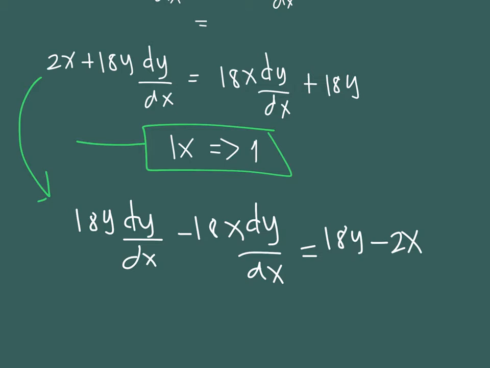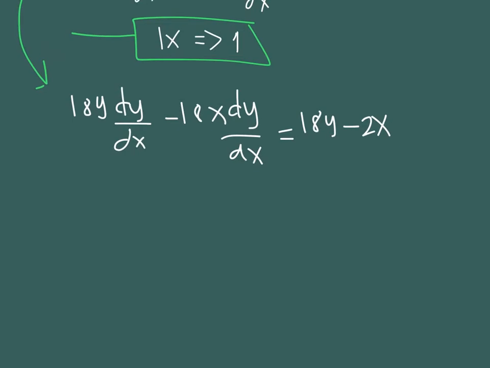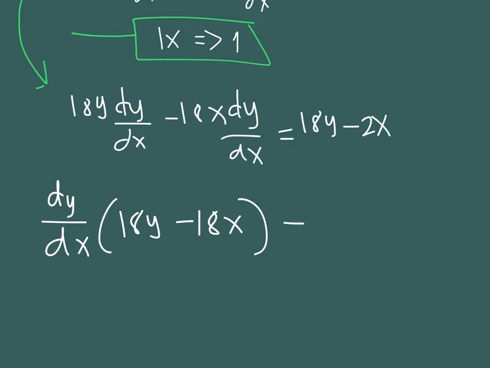Okay, did you understand the transformation? So all the dy dx on the left side, without the dy over dx, they will go to the right side. And then use a proper operation. Addition becomes subtraction, subtraction becomes addition. Now the moment you group all the dy over dx, you have to bring out, that means to factor out the dy over dx. So this becomes dy over dx. So the first term becomes 18y, and the second term is 18x. And you have 18y minus 2x on the right side.